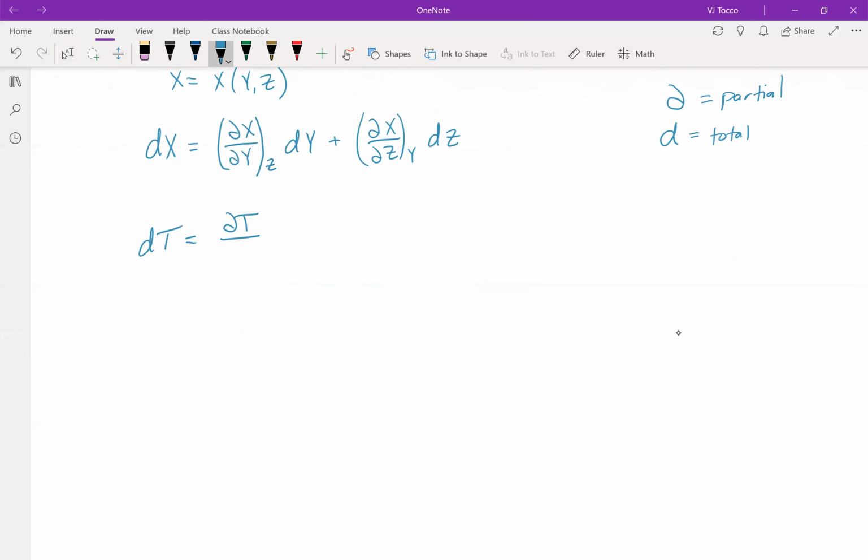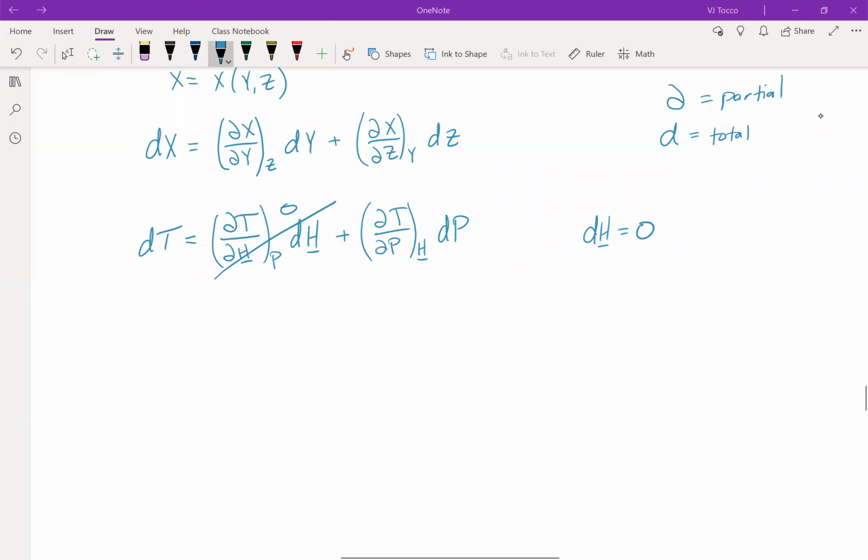Okay, so T is a function of, I say, H and P. So I need the partial of T with respect to H at constant P times total dH, plus the partial of T with respect to P at constant H times dP. Okay, how does this help? Well, I said that H is constant, right? So I know that dH underbar is 0. Therefore, if this term is 0, this whole term goes away. And now I'm left with the partial of T with respect to P at constant H times dP.